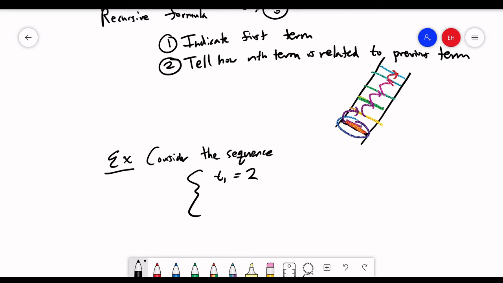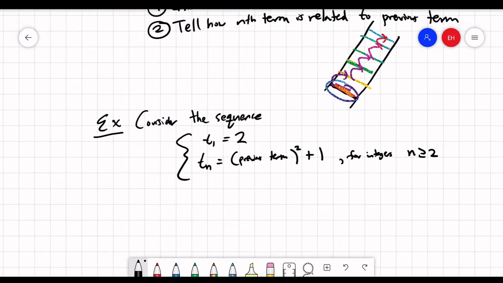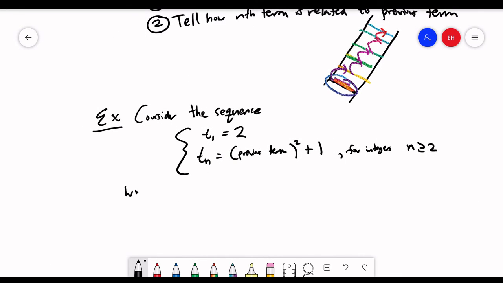As I said, you need two things, the first term, which we usually call T1. So T1 is equal to 2. That means the first term is 2. The first step is 2. Then you have to tell me how to get to the next term from the previous term. So we say Tn to represent the nth term. N is the placeholder. It tells us what step we're on. Like if n is 3, it means we're on the third step. And it's equal to the previous term squared plus 1, where the step has to be 2 or greater, because we already took care of step 1, where n was 1. And we need to write the first 3 terms of this sequence.